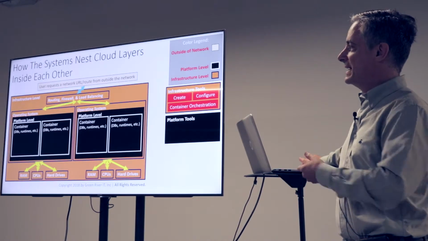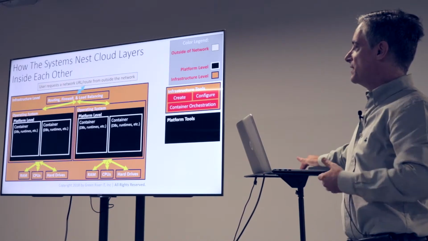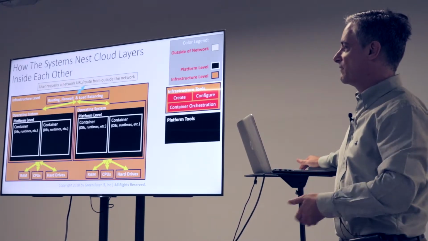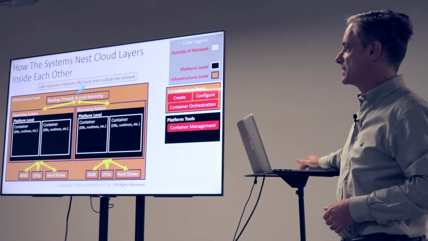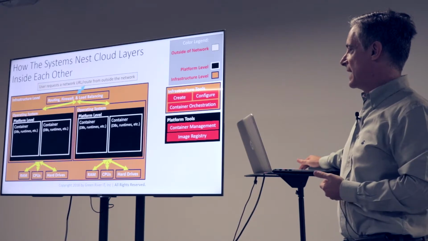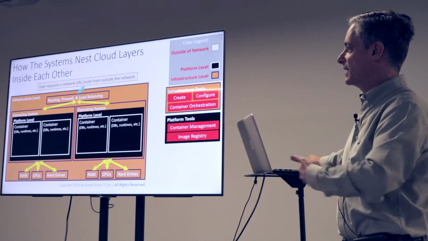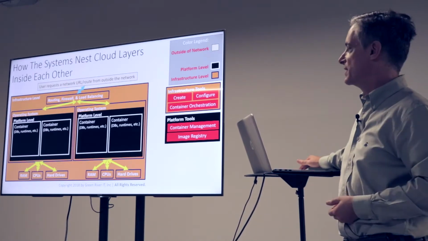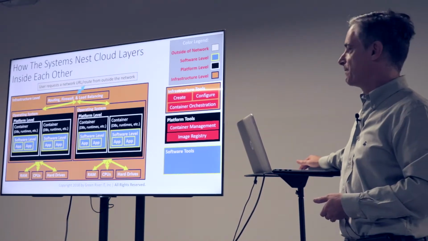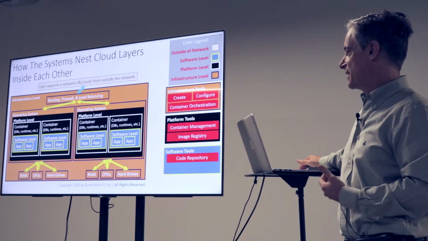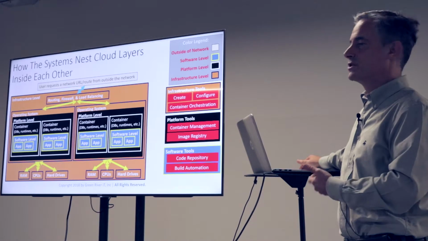So then nested inside the infrastructure, if we think about this as the request coming from the outside, you've got the platform level. And at the platform level, lots of things are done, but here we're focusing a little bit more on containers, where you've got container management, and you've got an image registry, which is a place that all of the images are going to be stored, and then the containers are instantiated from the images. And then nested within the platform level, you've got the software level. And the tools at this level are things like your code repository, your Git repository, your build automation tools I showed you in the last slide.